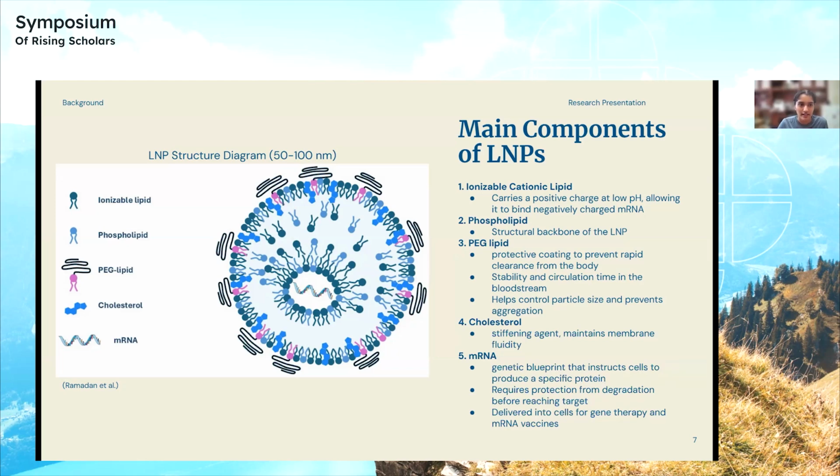In the case of COVID-19, it was the mRNA code to create the SARS-CoV-2 spike protein, and these are protected by all the lipids on the surface of the LNP.